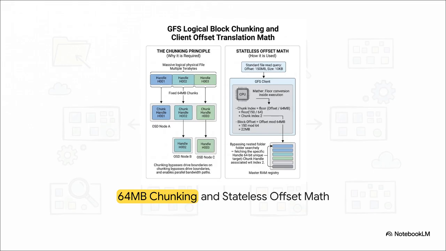When a client wants to read a file at a very specific byte offset, its CPU just uses rapid floor division math. It literally just divides the offset by 64 megabytes. This translates the logical query directly into a chunk index and a unique 64-bit chunk handle. By doing this, the client completely bypasses slow directory tree scans, saving a massive amount of compute time, and it knows exactly which specific block it needs to ask for.